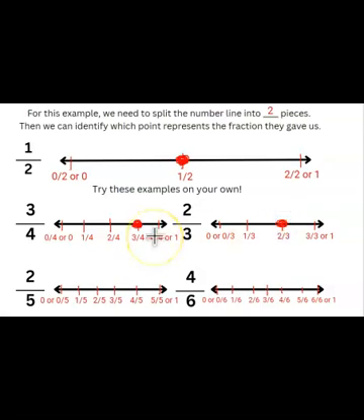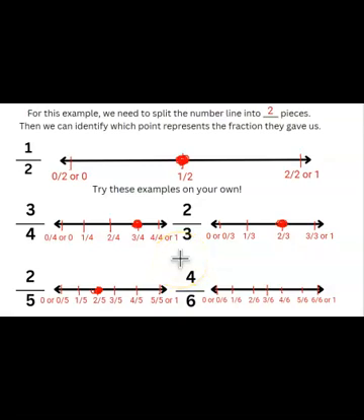Looking at our next number line, it said 2/5. So I split my number line into 5 separate pieces, starting at 0, or 0/5, all the way to 1/5, 2/5, 3/5, 4/5, all the way up to 5/5, or 1 whole. Since they gave us 2/5 as our fraction, I'm going to place my point right here at 2/5.